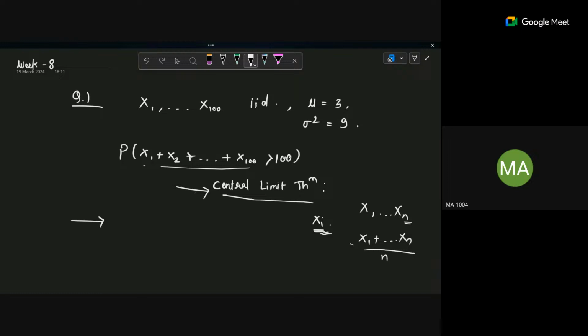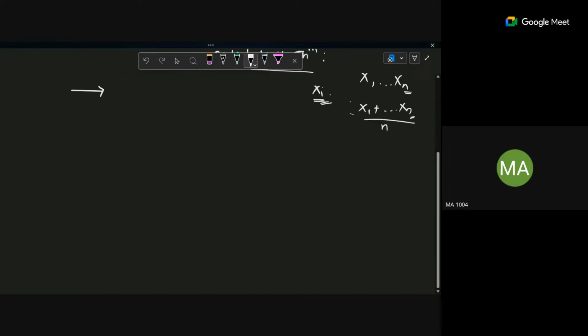It will also be a random variable, the sample mean. The sample mean is also a random variable, which is a function of xi. So the central limit theorem says that once there are sufficient numbers of n, this sample mean will have a normal distribution. That's why, while solving this kind of question, we standardize it to a normal distribution, right?